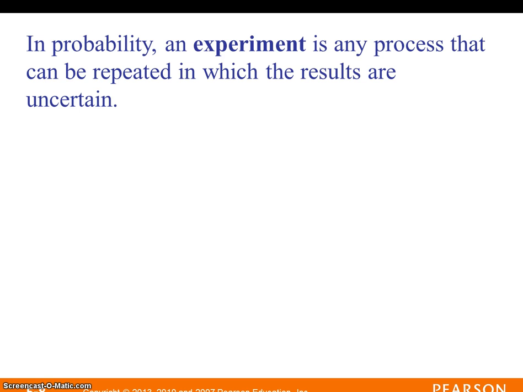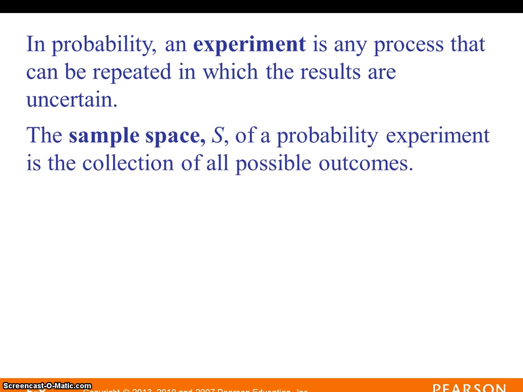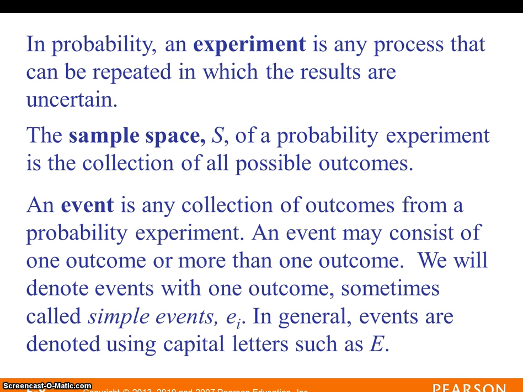So in probability, an experiment is any process that can be repeated in which the results are uncertain. The sample space, denoted by S, of a probability experiment is the collection of all possible outcomes. So if you're dealing with cards, the sample space might be all the different combinations of hands you could have in a card game. An event is a collection of outcomes from a probability experiment. An event may consist of one outcome or more than one outcome. We will denote the events with one outcome, sometimes called simple events, by E with a little subscript i, E sub i. And general events are denoted by using capital letters such as E. We'll explain this later in the next example.